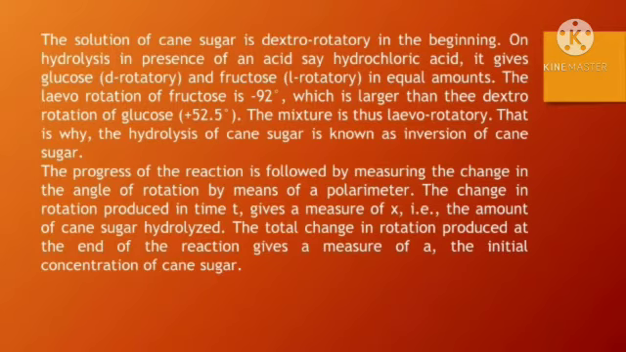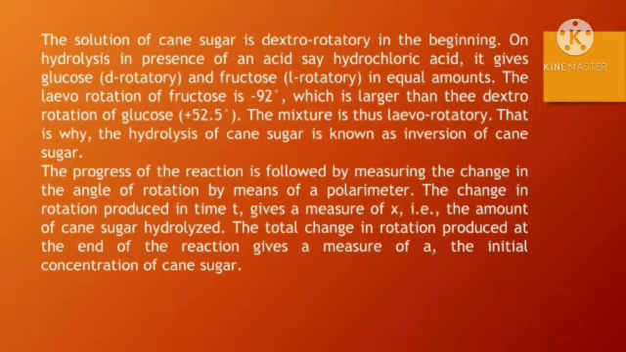In the beginning, on hydrolysis in the presence of acid, say hydrochloric acid, it gives glucose, which is dextrorotatory, and fructose, which is levorotatory, in equal amounts. The levorotation of fructose is minus 92 degrees, which is larger than the dextrorotation of glucose, plus 52.5 degrees. The mixture is thus levorotatory. That is why the hydrolysis of cane sugar is known as inversion of cane sugar.